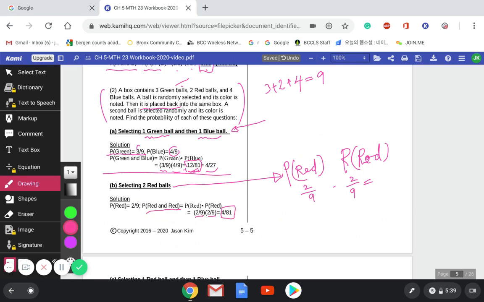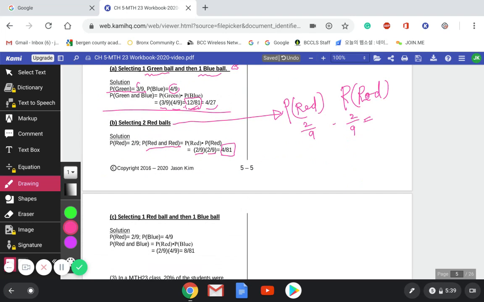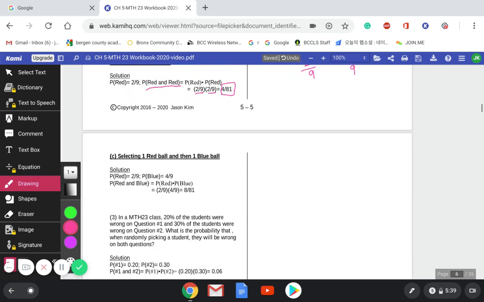So you multiply each event to find an independent sequential event. Then how about selecting one red ball and one blue ball? Again, the probability of picking up a red ball is 2 out of 9, and the probability of picking up a blue ball is 4 out of 9. So the probability of picking up red and blue in sequence would be 2 of 9 times 4 of 9, which is 8 out of 81. So does that make sense?